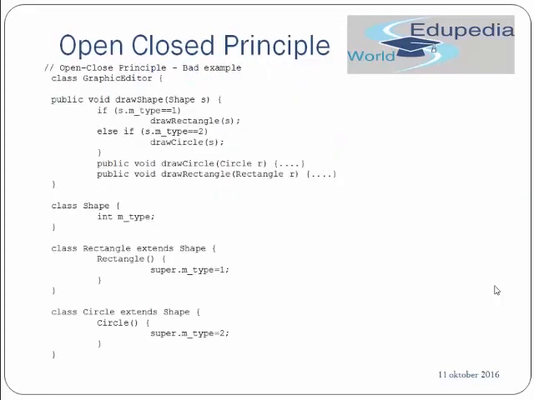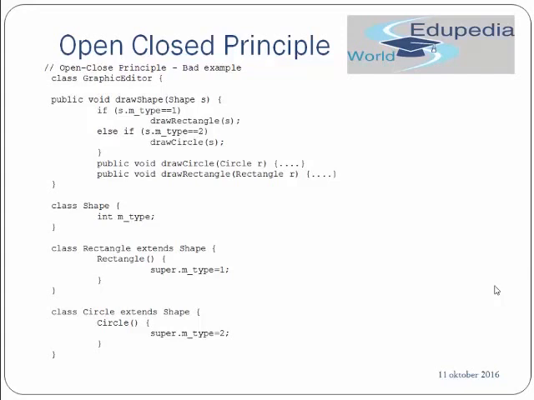Okay, so let's see an example of the Open Closed Principle. This is a bad example where we have a class GraphicEditor with a method public void drawShape. It takes a Shape class as a parameter, and then we have another class Shape which has an int mType. Then we have two concrete classes, Rectangle and Circle. Both extend Shape, and we can see the constructors of these two. In the method drawShape, which takes a shape, we compare: if the type of shape, that is s.mType, equals 1, then we call drawRectangle, otherwise we call drawCircle.